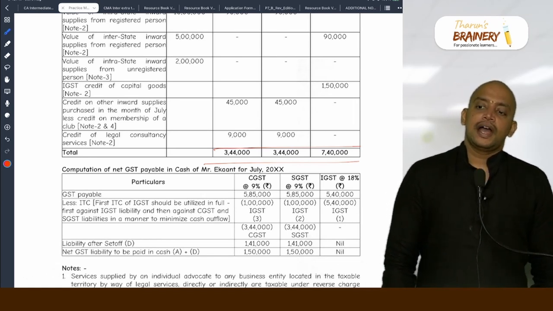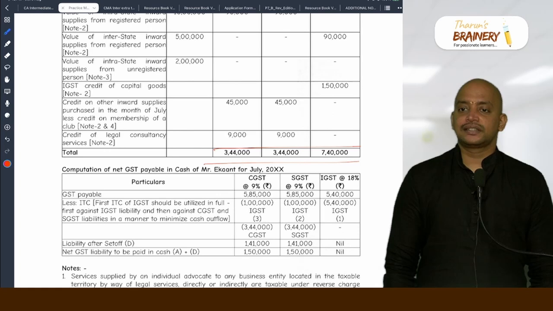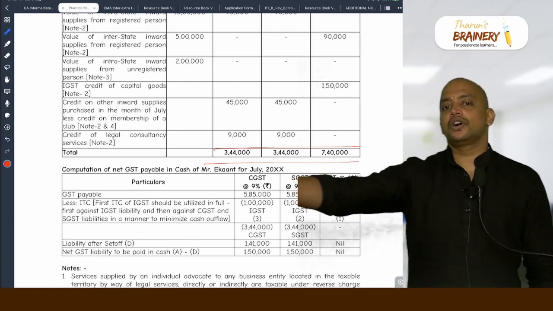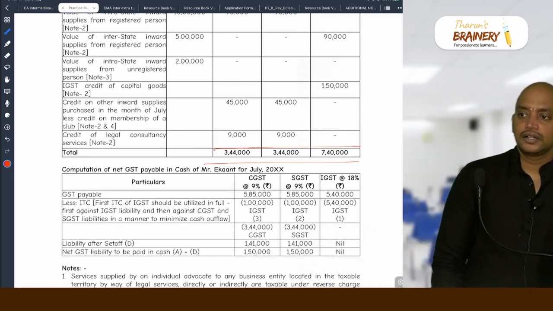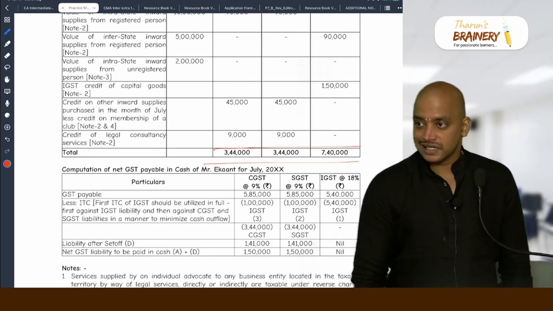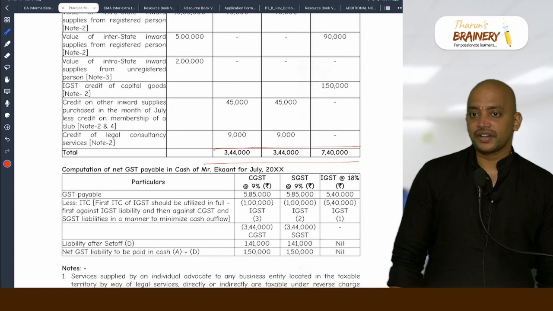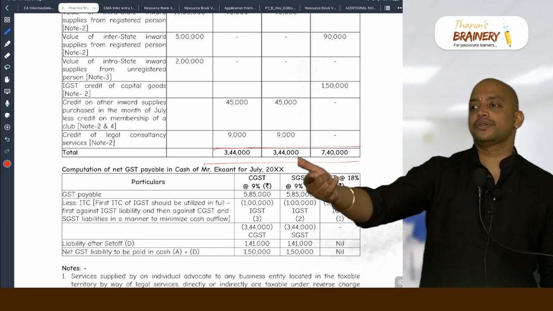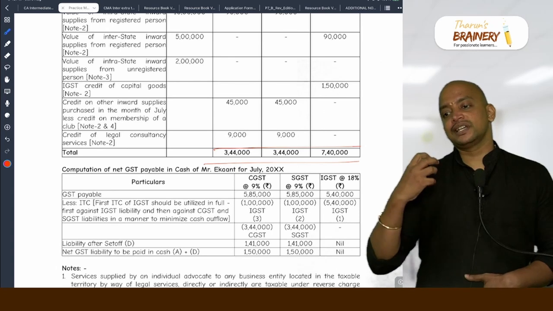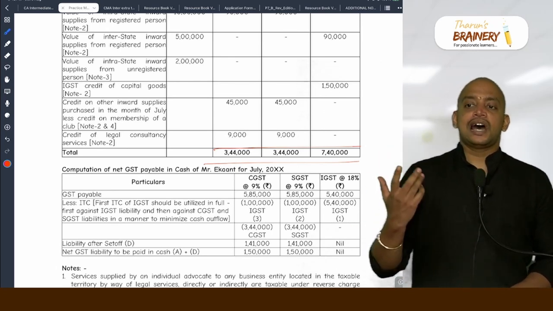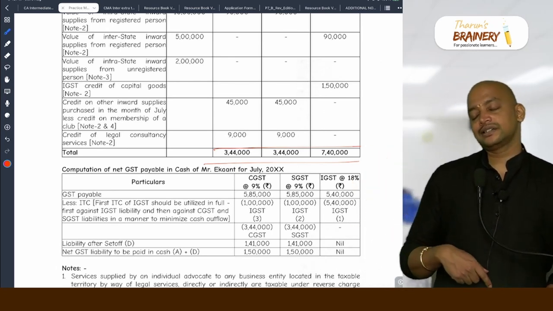Now, minus 3,44,000, 3,44,000. Now you see how much you got? 1 lakh, 1,41,000 CGST, 1,41,000 SGST. Now you add the RCM liability. First we will set off the ITC with the FCM liability, then we will take the ITC against RCM.